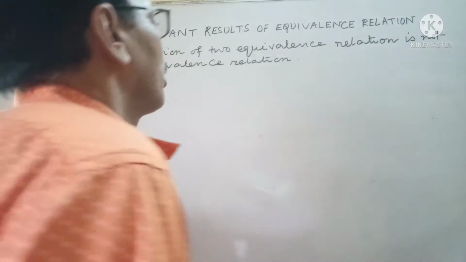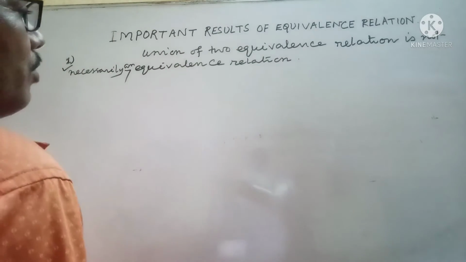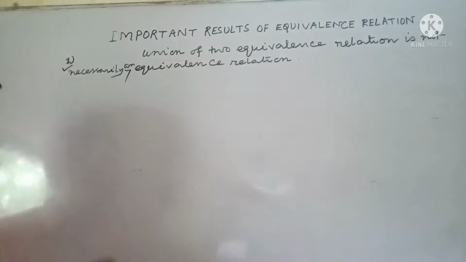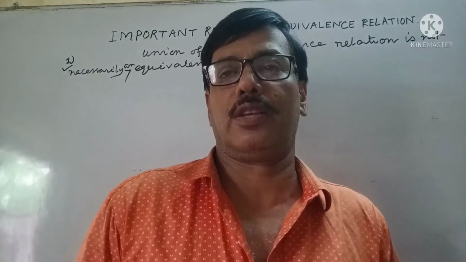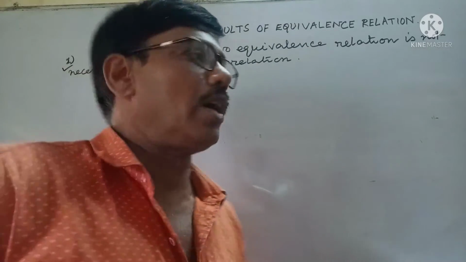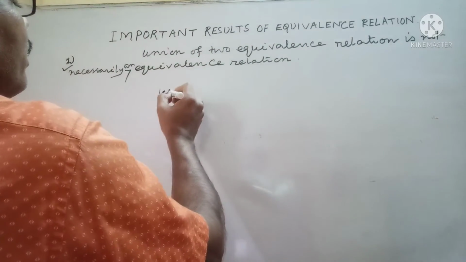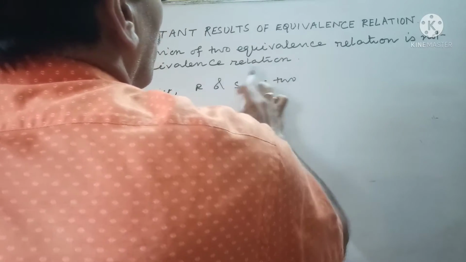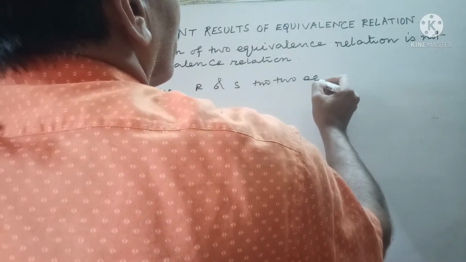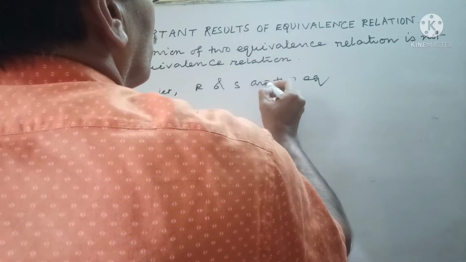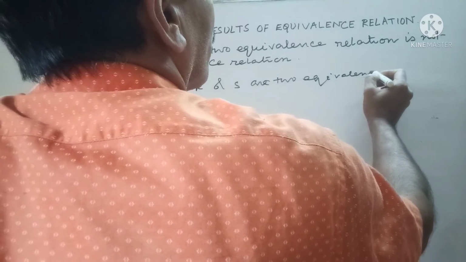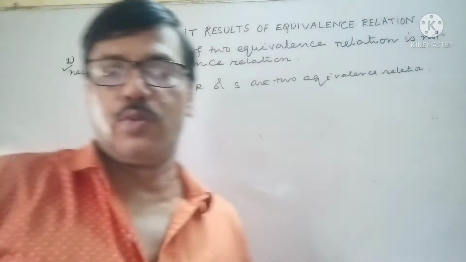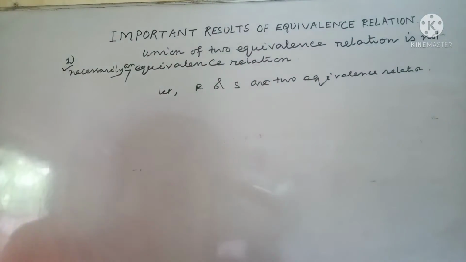Union is not necessarily an equivalence relation. That is, it may be an equivalence or not. For disproving a theorem, examples are sufficient. So let R and S be two equivalence relations.